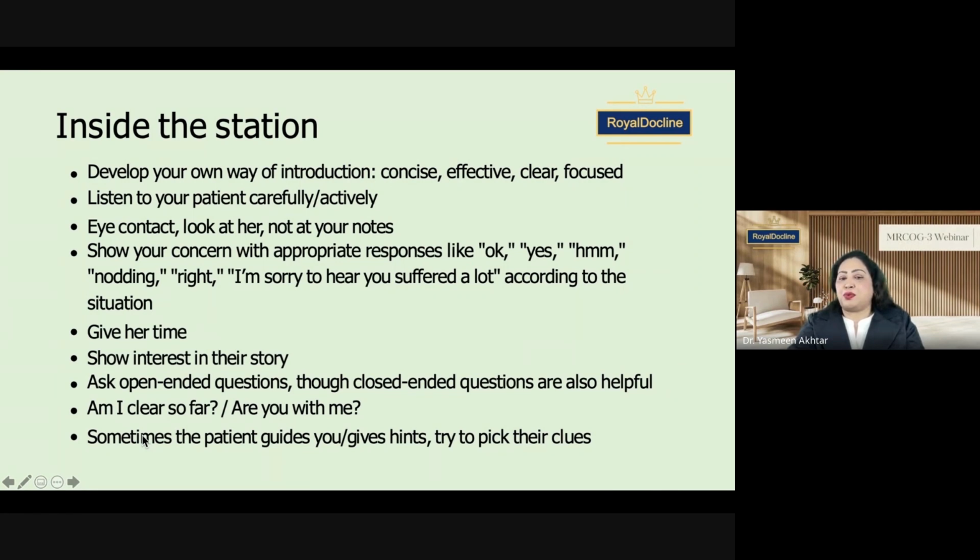Sometimes the patient guides you. She gives you the hint. There are so many good patients as well. She guides you. She gives the hint. Try to pick up their clues.